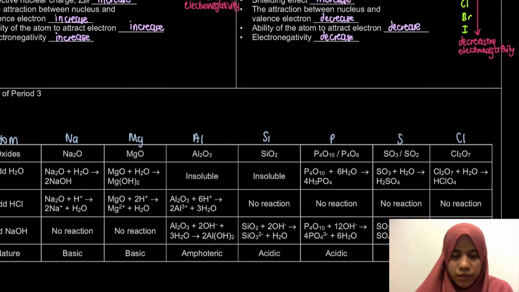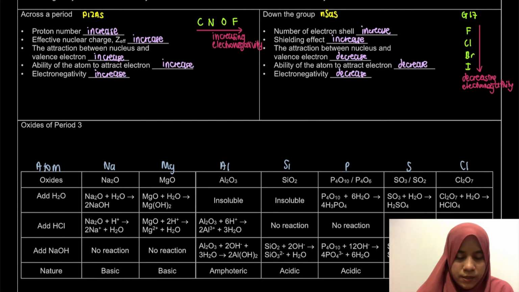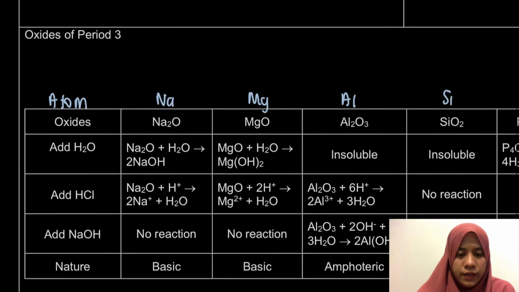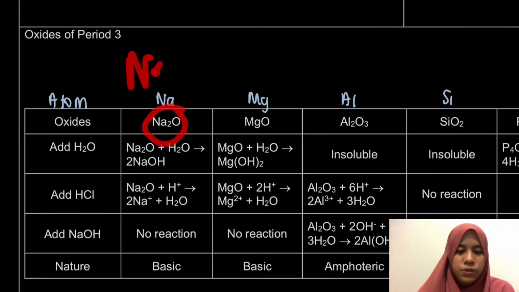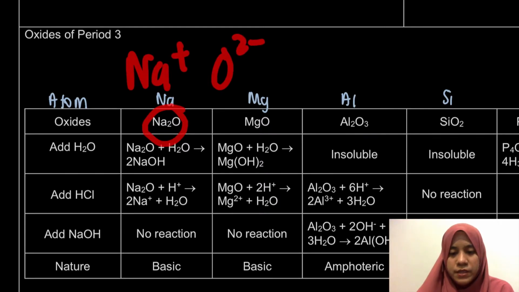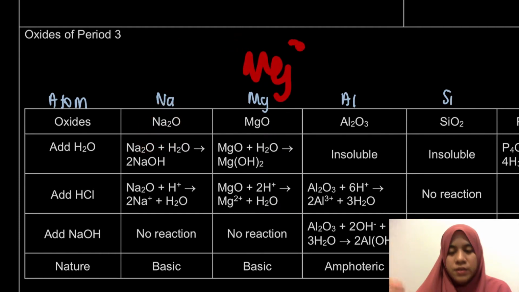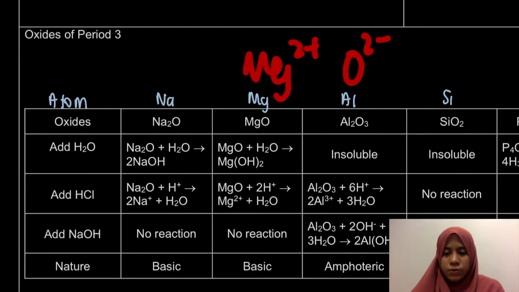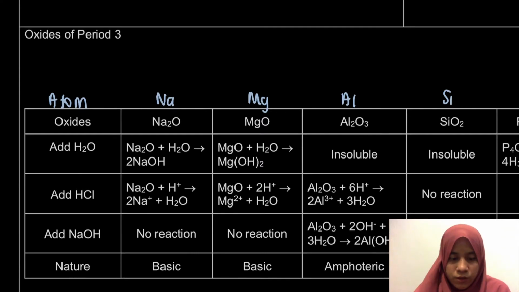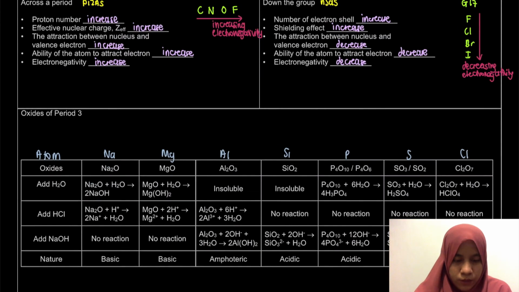So these are the oxides. When they react with oxygen, they will form these. How do we get here? For example, Na2O: Na+ with O2-, so that's why we get Na2O. Magnesium is Mg2+ with O2-, so we get MgO. Okay, so this is the reaction of the oxides with water, with an acid and with a base.